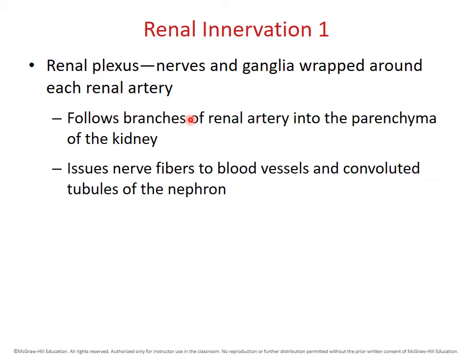And the nerves then follow the renal artery into the tissue of the kidney. And the nerve fibers, once they get into the parenchyma, will continue along the blood vessels and also travel to the tubules, the convoluted tubules of the nephron.